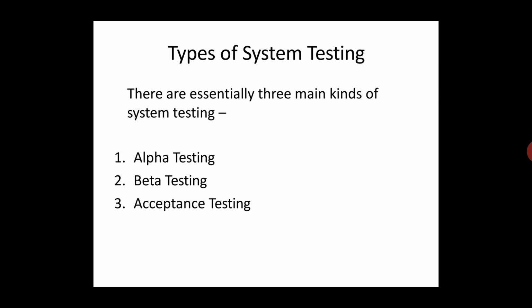So these are the different types of system testing: alpha testing, beta testing, and of course acceptance testing, which is considered another version of system testing.